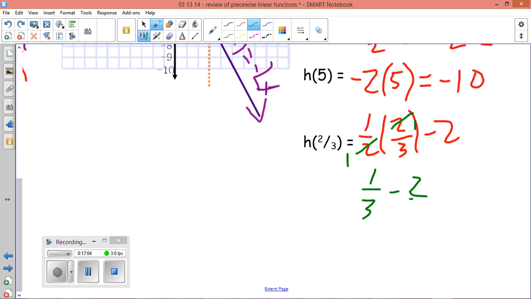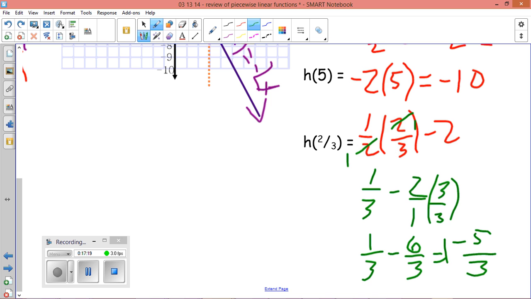And then I'm going to need a common denominator to combine these. So multiply by 3 over 3. 1/3 minus 6/3. 1 minus 6 is negative 5. So my answer is negative 5/3. And don't forget that the way we write this is h of 2/3 is equal to negative 5/3.